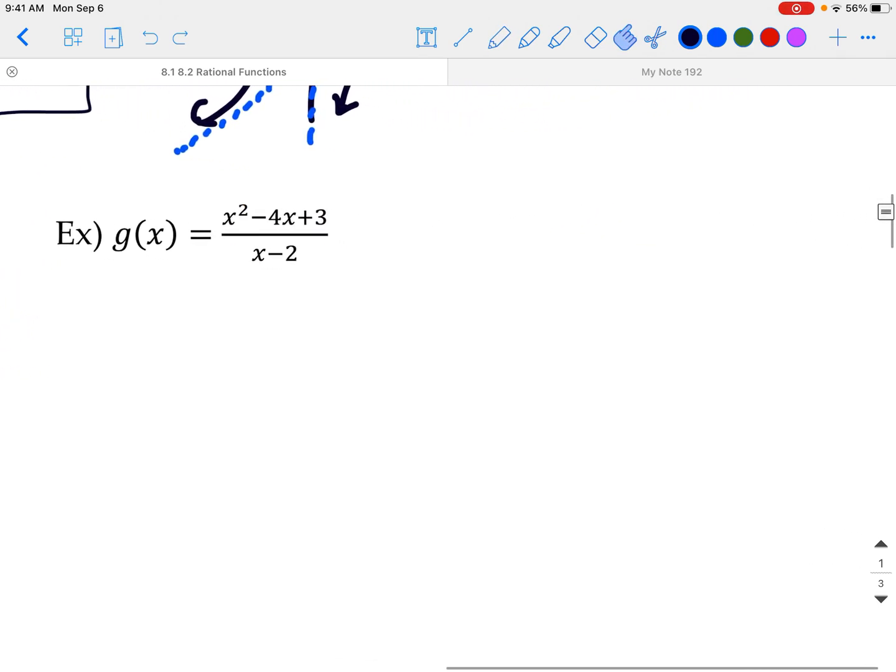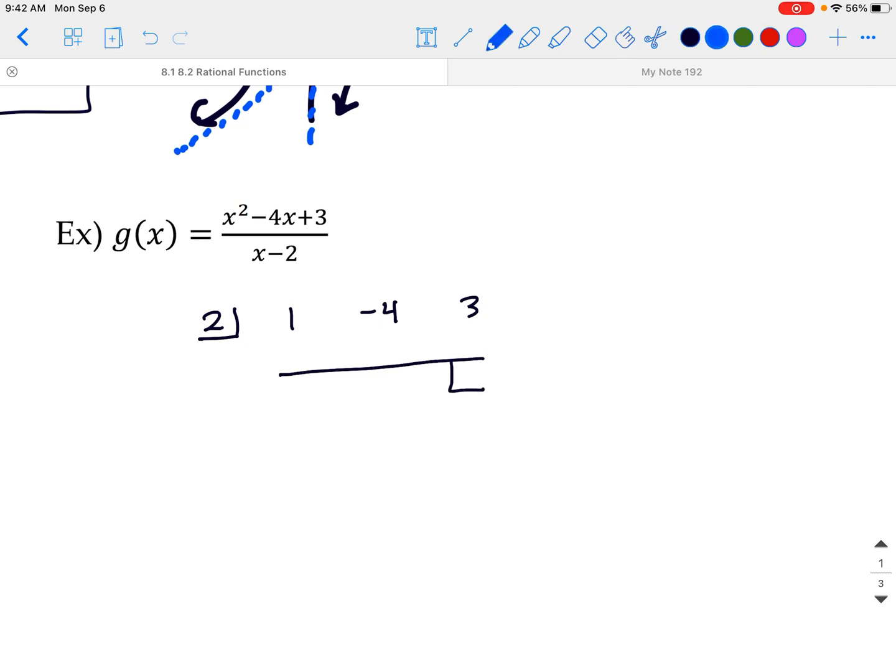So go ahead and take a moment to do G on your own. Go ahead and pause the video, see what you get. For this one, I'm going to actually do synthetic division, just as an alternative here. So we'll have 2, x squared's coefficient is 1, x's coefficient is negative 4, and the constant is 3. Note for this, we bring down the first term, and then we multiply, add, multiply, add, multiply, add, until we're done. So we're just going to follow that process.